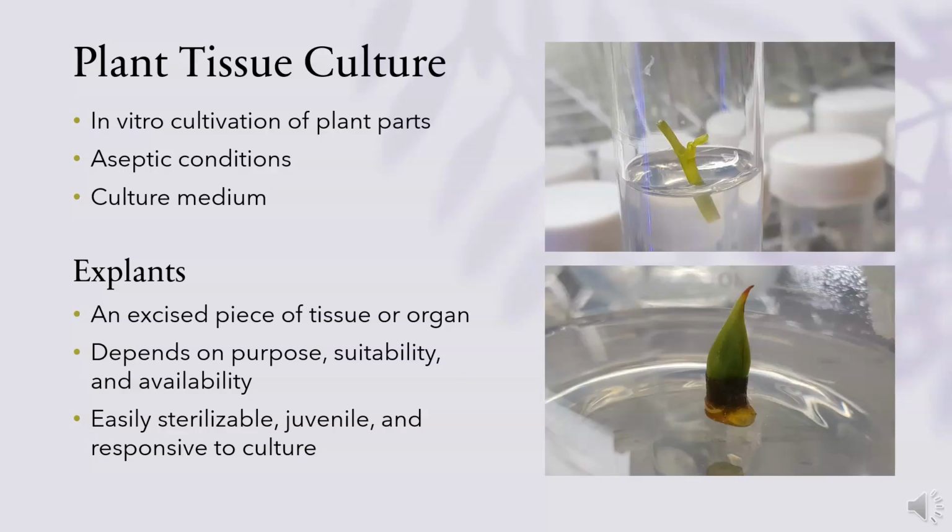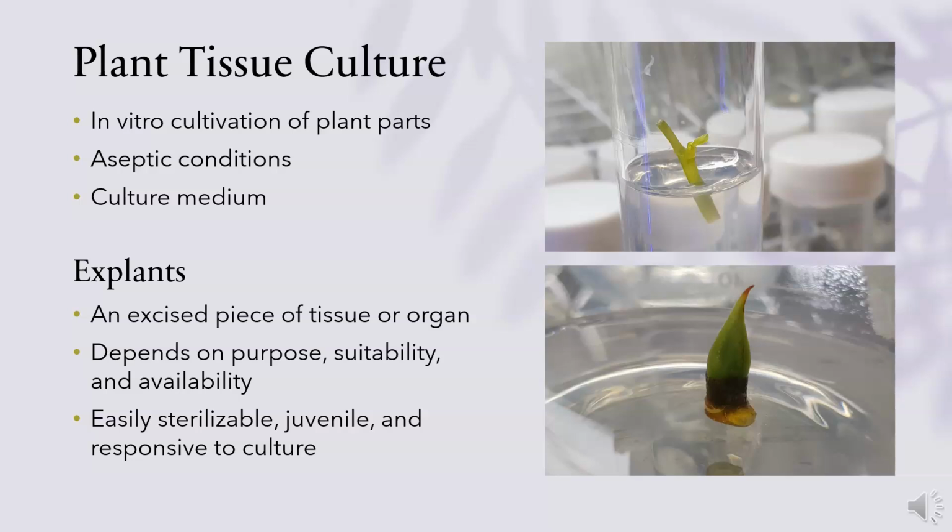Plant tissue culture broadly refers to the in vitro cultivation of various plant parts, under aseptic conditions, on a nutrient culture medium with a known composition. The excised piece of tissue or organ obtained from a plant for culturing is called an explant.